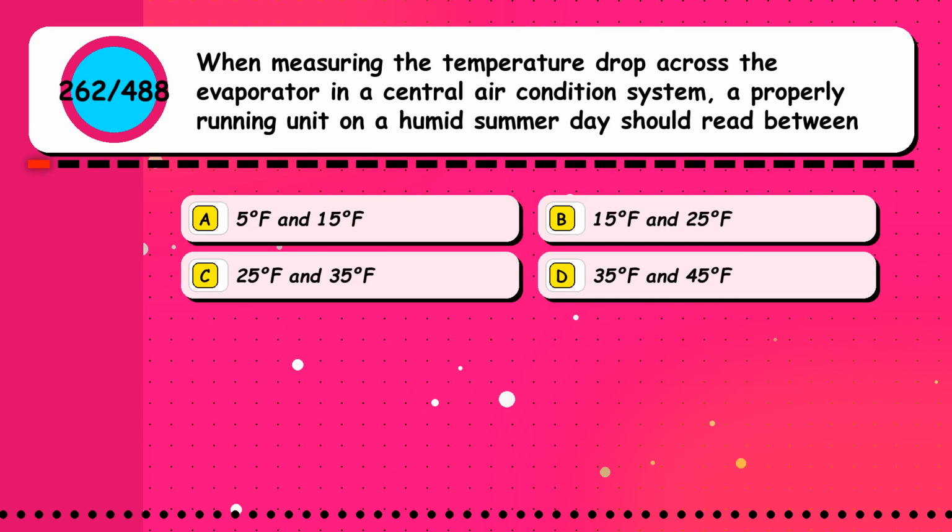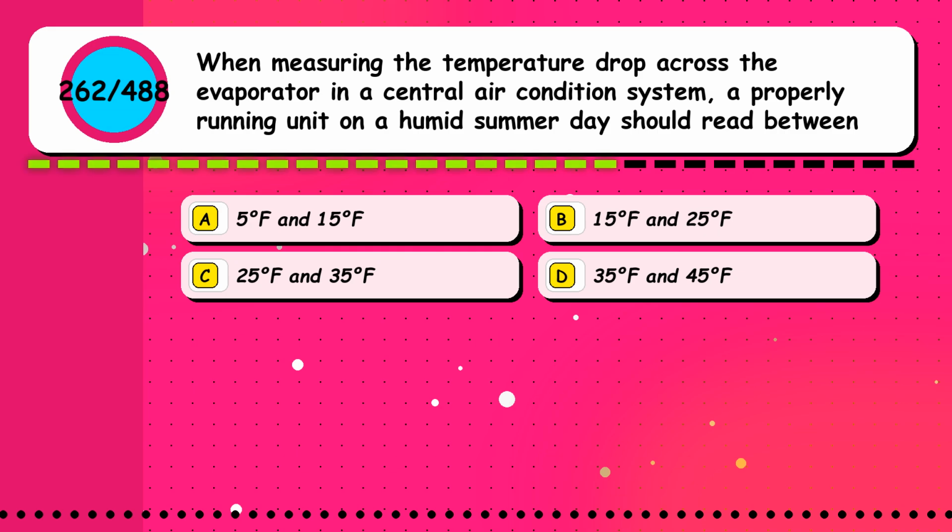Question 262. When measuring the temperature drop across the evaporator in a central air conditioned system, a properly running unit on a humid summer day should read between: option A, 5F and 15F, option B, 15F and 25F, option C, 25F and 35F, option D, 35F and 45F.